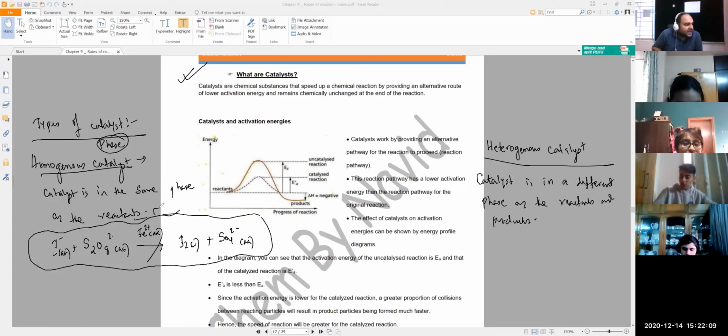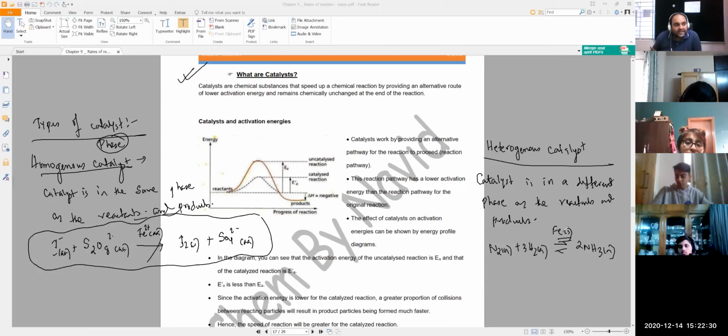Here, reactants and products. So an example is the Haber process. In the Haber process, nitrogen is a gas, hydrogen is a gas, ammonia is a gas, and iron is a solid. Iron is in solid state. So your catalyst is in a different state than these.